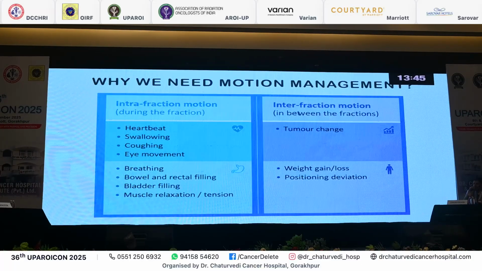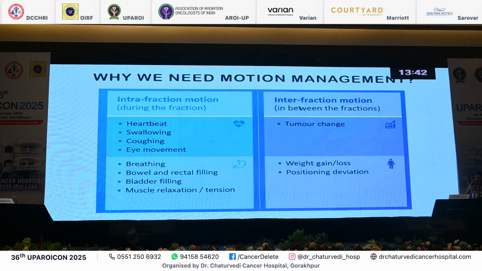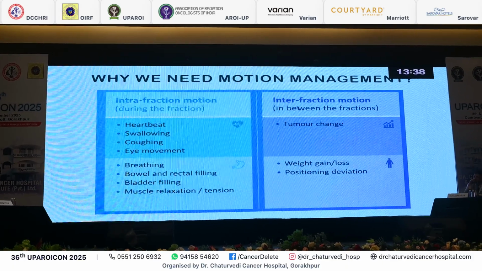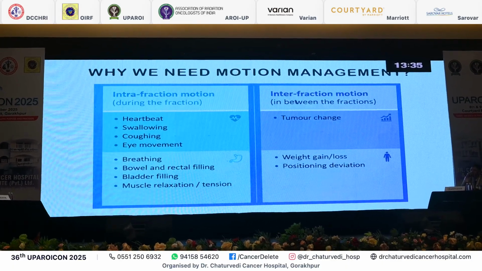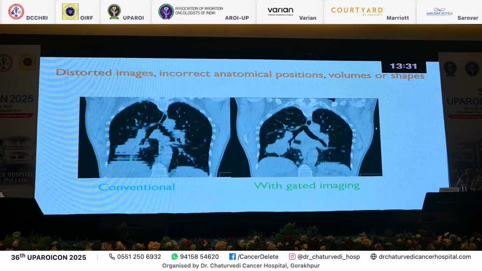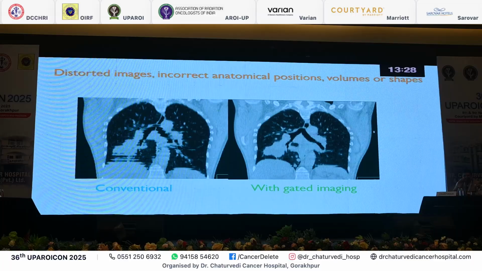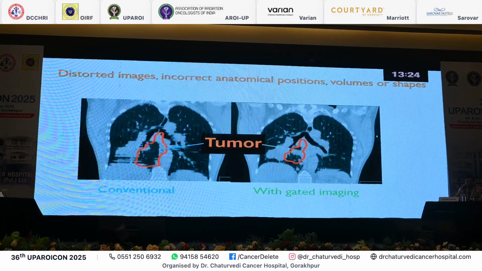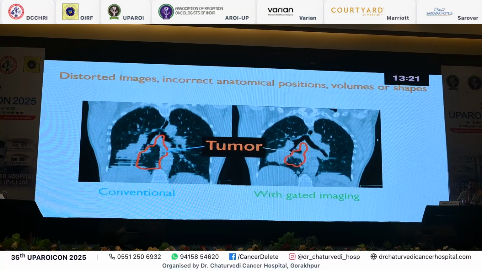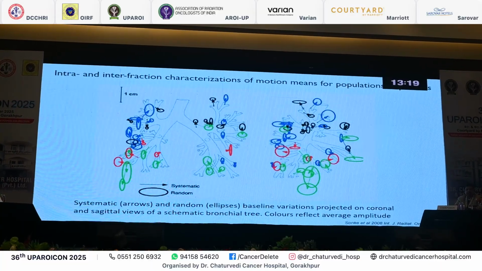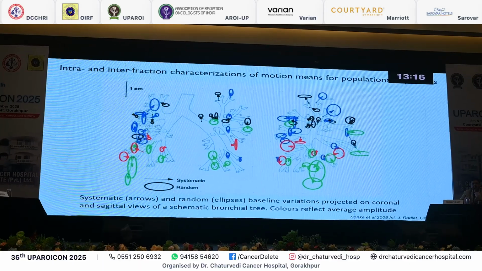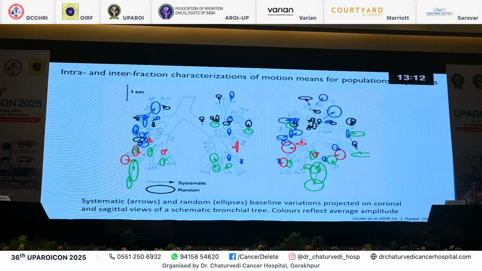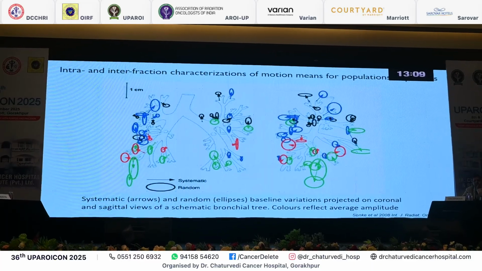As we know, these motions can broadly be of two types, intrafraction and interfraction. Both of them lead to increasing the normal tissue toxicity as well as chances of missing the tumor precisely. Conventional CT misses most of the tumors, whereas a gated CT has a high probability that we can encompass the tumor because of the gated reconstruction of the tumor volume. And sometimes the anatomy is also a hindrance where it is not possible to precisely deliver without managing the motion.